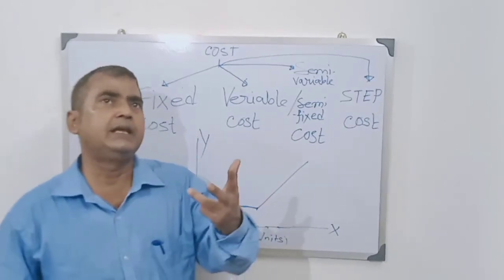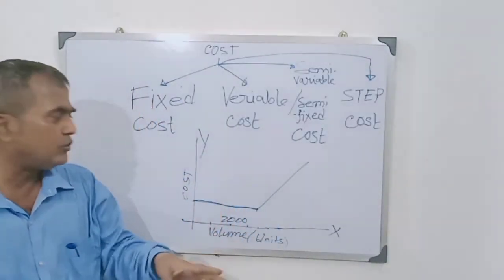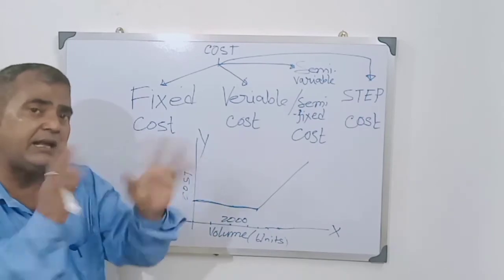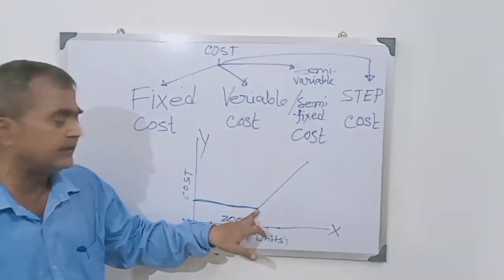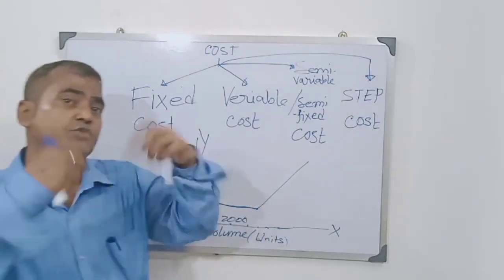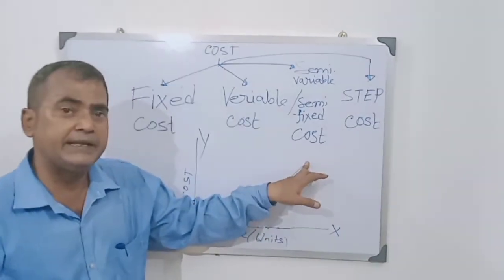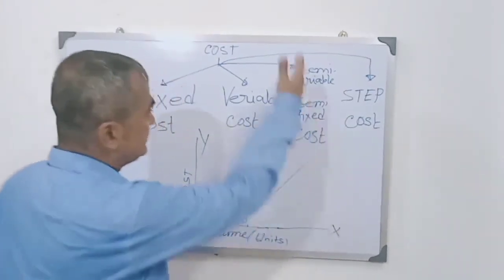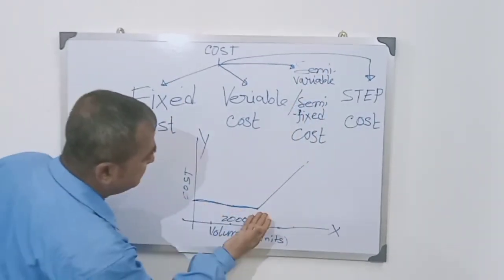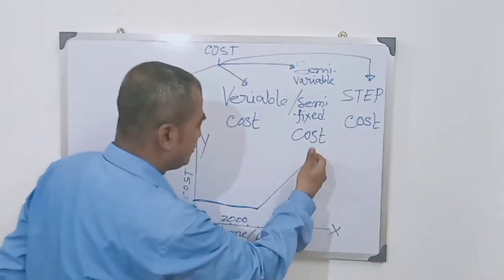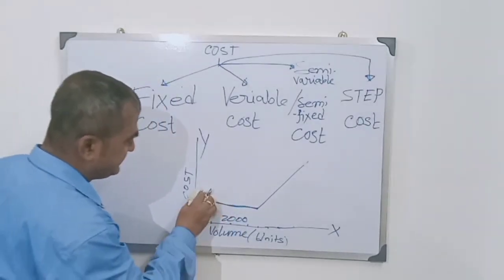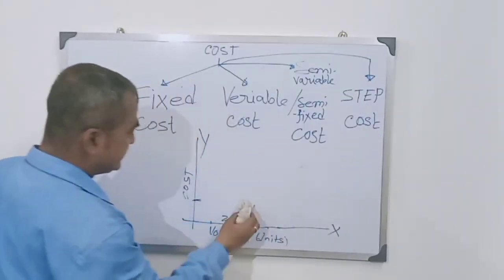For industrial use, say 1,000 units are given, but a meter rate is there, and you are charged say 1,000 rupees up to 1,000 units. Thereafter, if you consume more, you have to pay per unit. So it is semi-fixed, semi-variable. We may call it semi-fixed cost or semi-variable cost because it is semi: up to a certain level it is fixed, after that it varies.